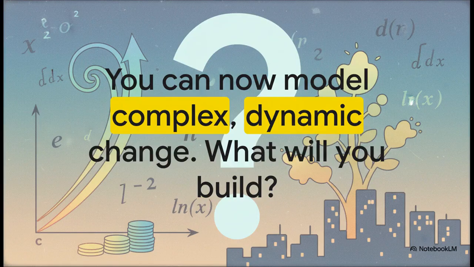So think about it. You started this explainer looking at a problem like x to the x and thinking, how on earth do I solve that? You're leaving with a powerful new set of tools in your toolkit. Tools that describe and predict the kind of exponential change that shapes our entire world, from biotech to finance, right here in our city. You now have the language to model incredibly complex dynamic systems. So the only question left is, what are you going to build with it first?